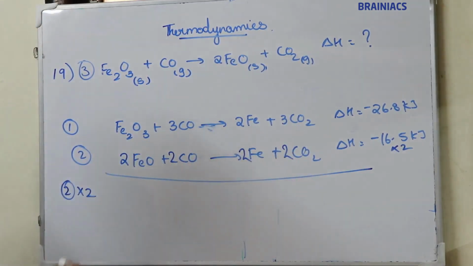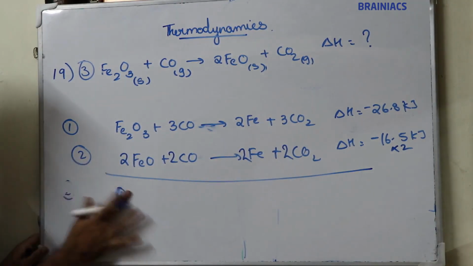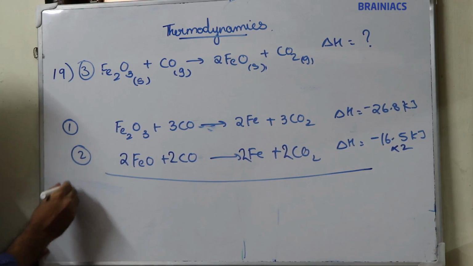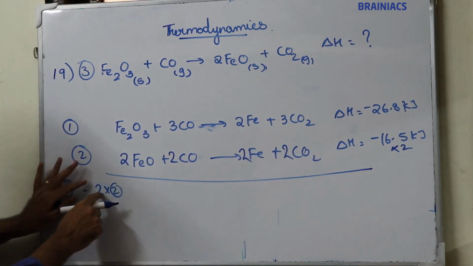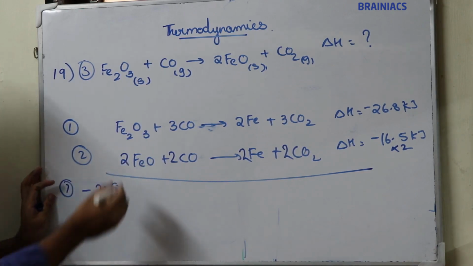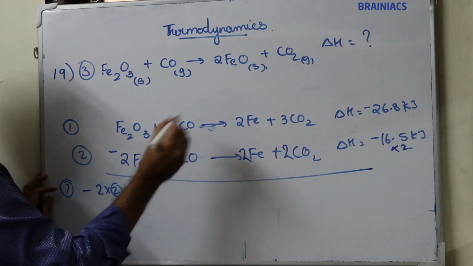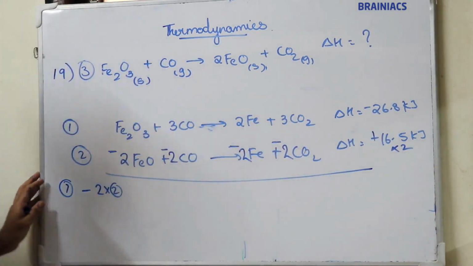Okay. Now I am going to write the first equation minus 2 into the second equation. We have already multiplied with 2. Now we have to subtract this equation from the first equation. So this will be minus, minus, minus, minus, and this will become plus.